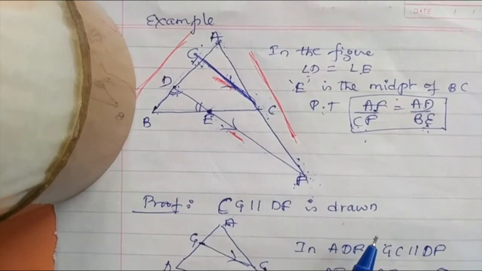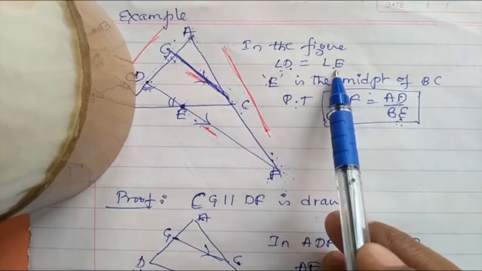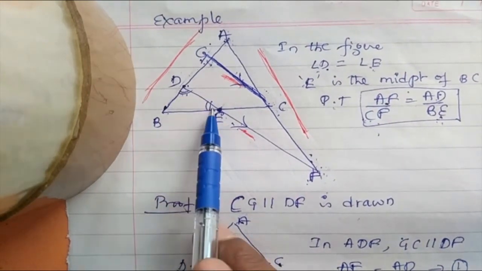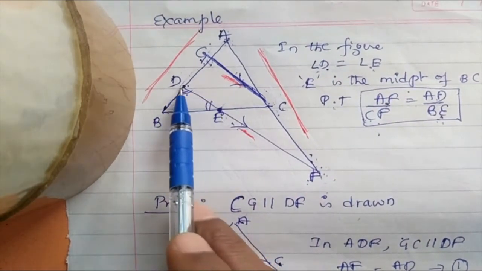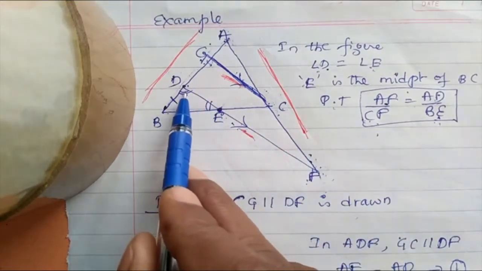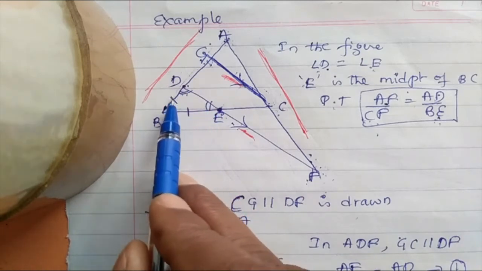So let us observe the diagram. What other clues or hints are given? Angle D, angle E are equal. Once these two are equal, it is an isosceles triangle, right? Then what can we write? This is equal to this. Equal angles, opposite sides are equal. D angle opposite side, E angle opposite side, these two are equal.